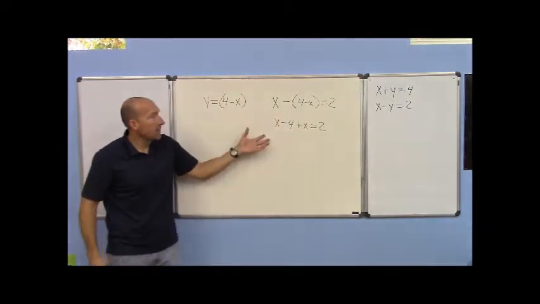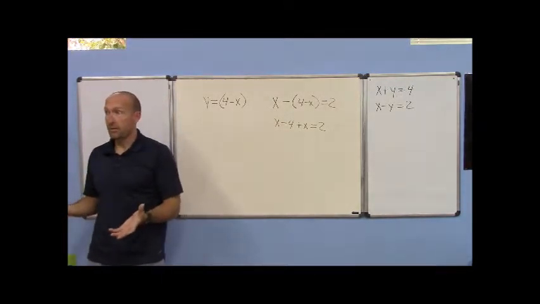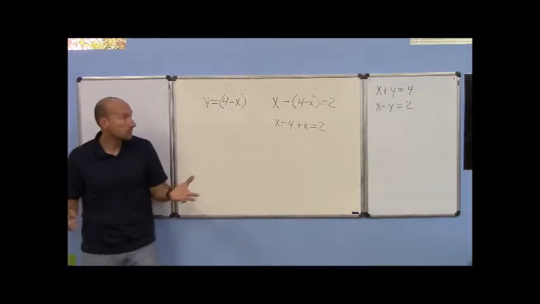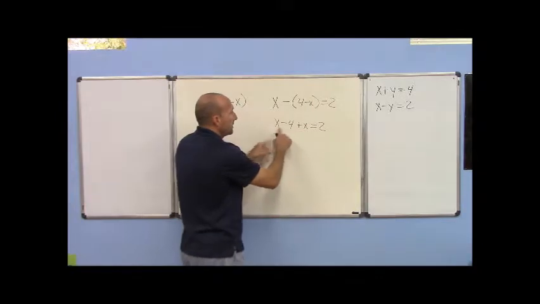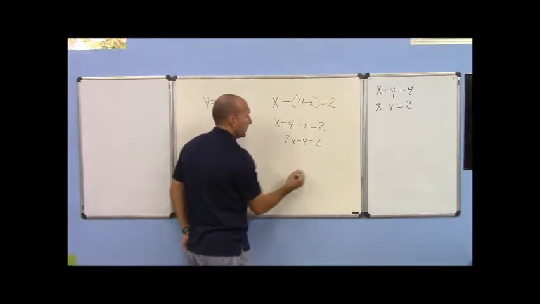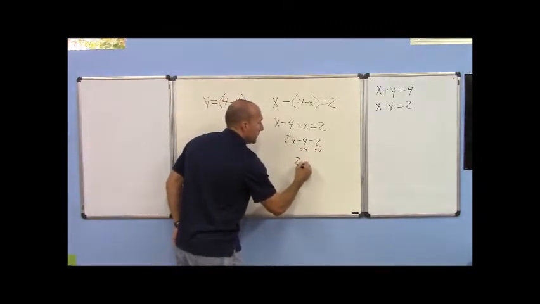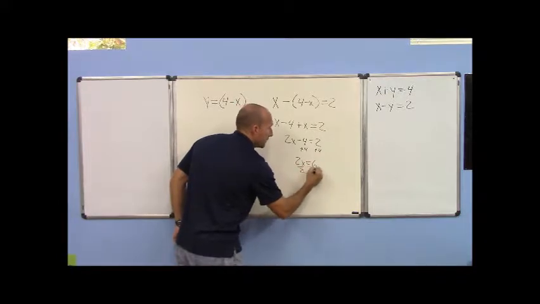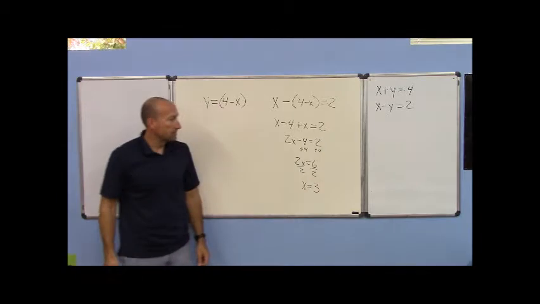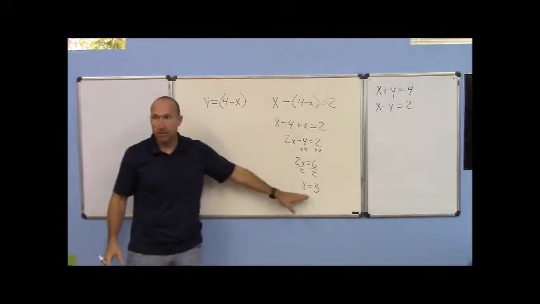Now we've gotten it down to where there's only one variable. That's really easy for us. We've done this all day long, every day, for the past however many years, right? So we can combine these. x plus x is 2x, minus 4 equals 2. Then we add 4 to both sides: 2x equals 6, divide by 2 on both, and x equals 3. Everybody caught up with where we are here?